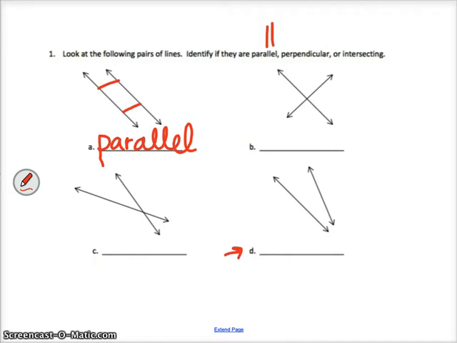The other two lines I see intersect, so I know they are not parallel. Perpendicular means that they are at a 90-degree angle. So I'm going to think about holding a piece of paper up to letter B. If I put my piece of paper here, it would look like this. I think that that would work just fine because that's a square and it works. So I would put these as perpendicular.